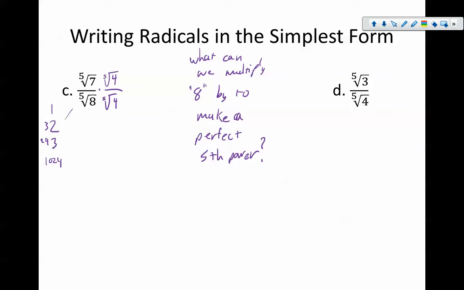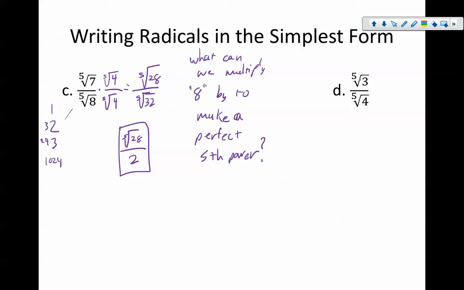Because if I multiply by the fifth root of 4, I get the fifth root of 32 in the denominator, which means that I can simplify the denominator to 2. And so this is going to be the fifth root of 28 over 2. And I don't have a radical in the denominator anymore, so I'm done.